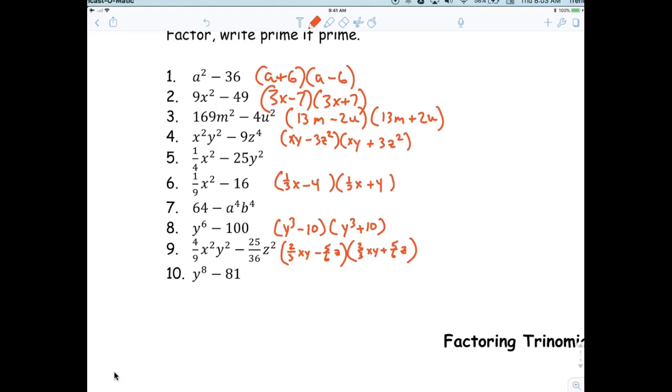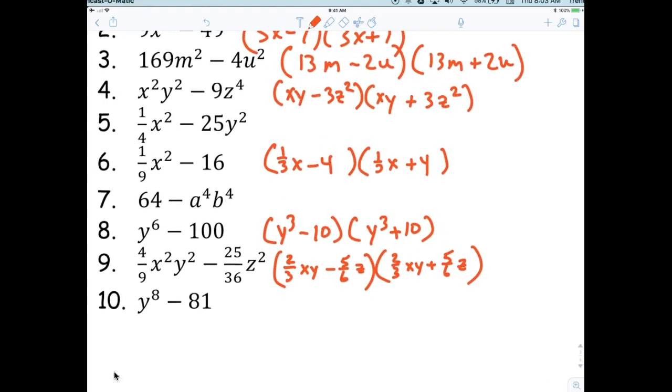Now, listen, fractions. Although they're not difficult, you will not see them on the quiz tomorrow. But just because we're smart, we're going to go ahead and do number 5. Wait, why is it 1/2? Because 1/2 times 1/2 is 1/4. So it's 1/2 x plus 5y times 1/2 x minus 5y.